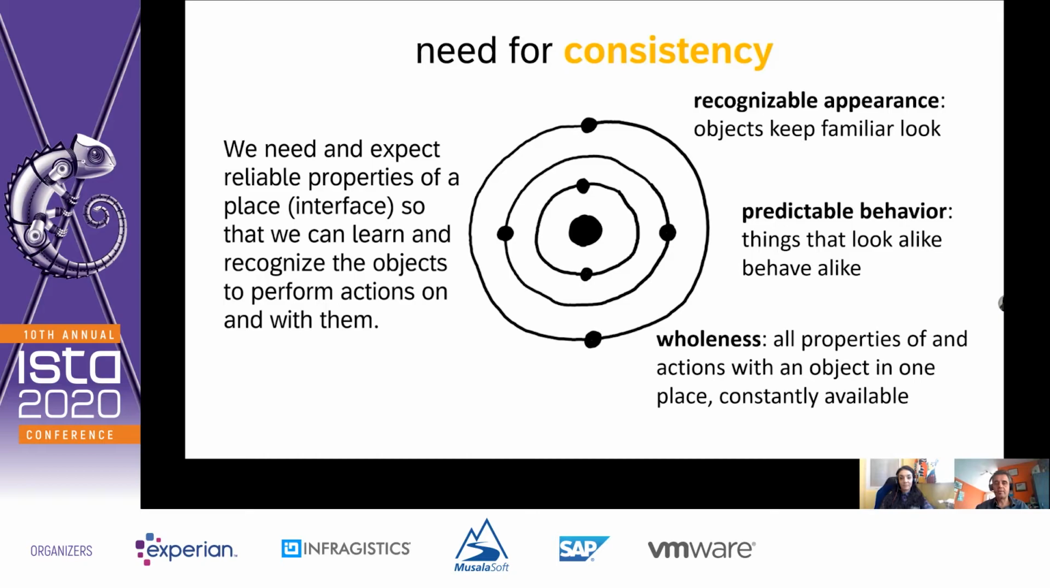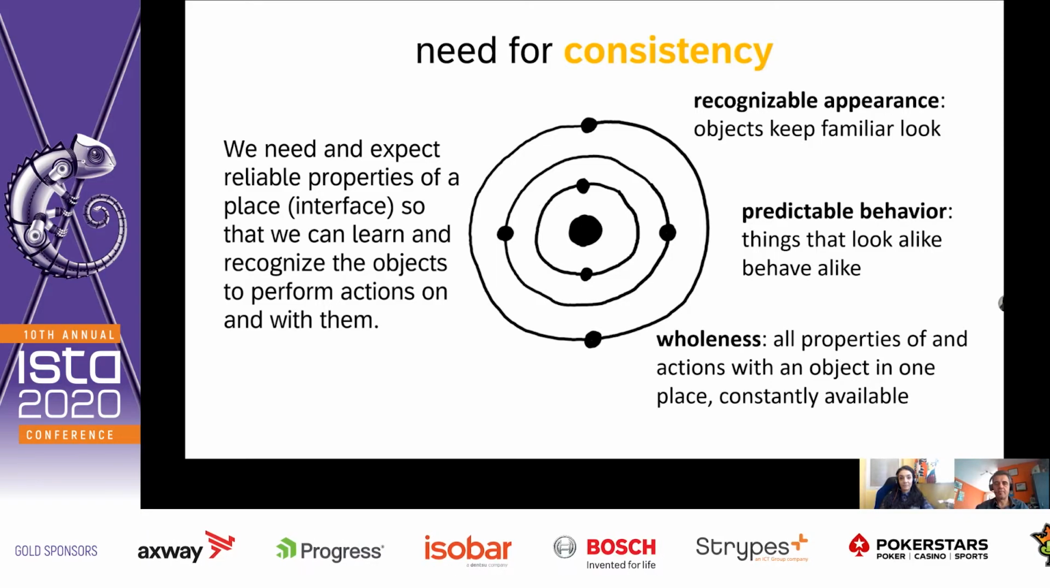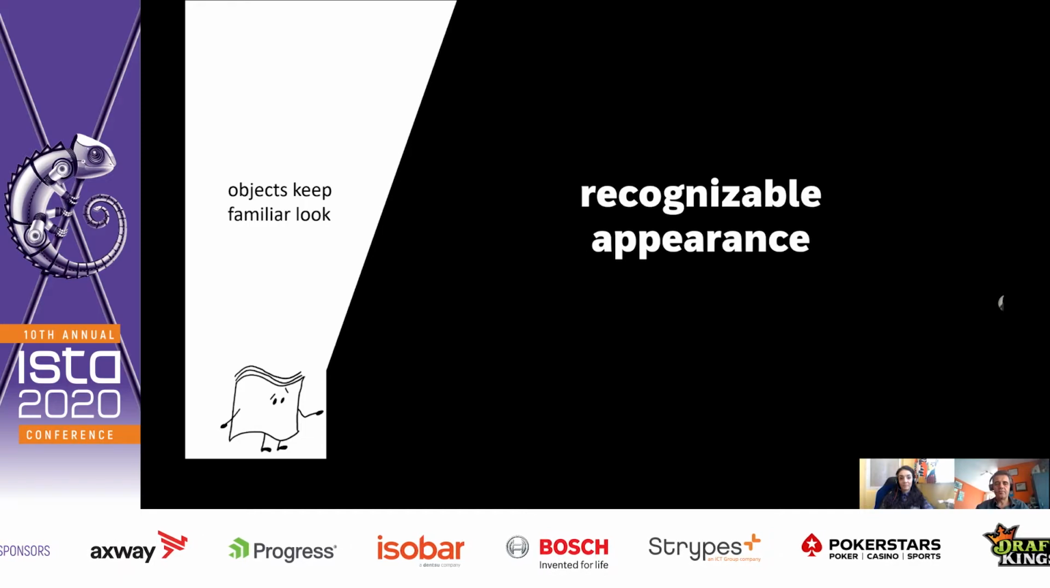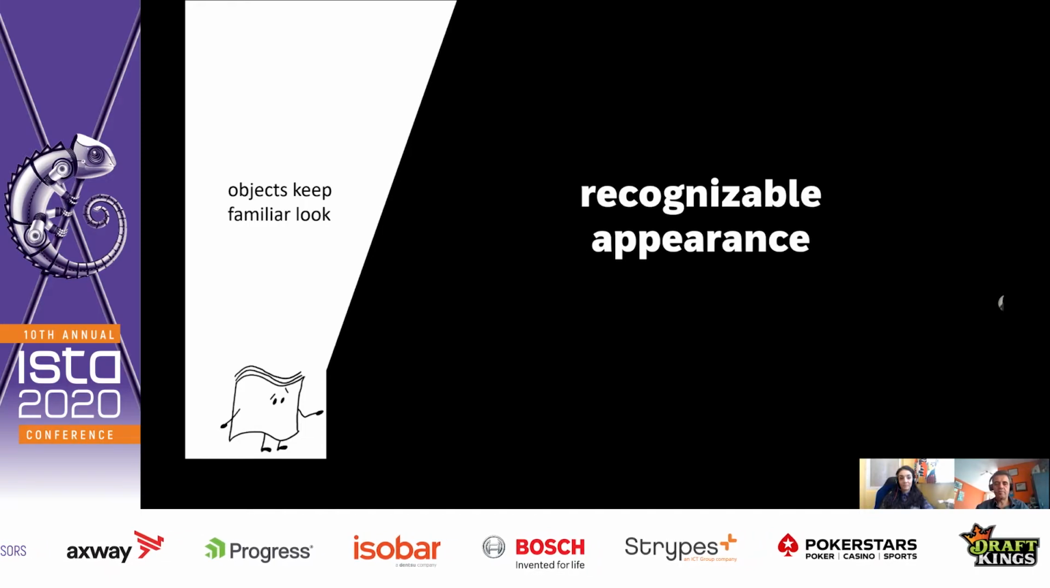And the third sub-need is the need for wholeness, which says that we expect all properties and actions with an object to be there where the object is and to be constantly available. Let's look at some examples to illustrate this better. So first, the recognizable appearance.